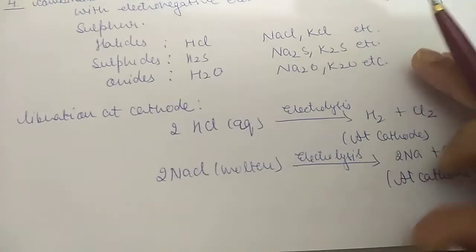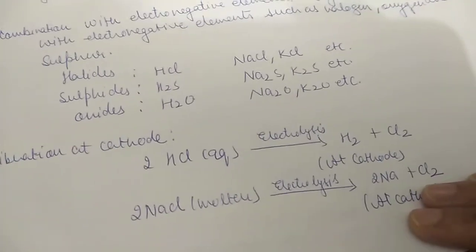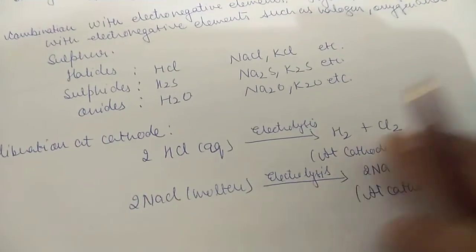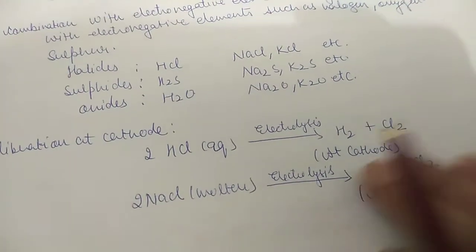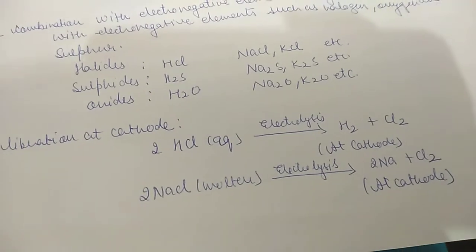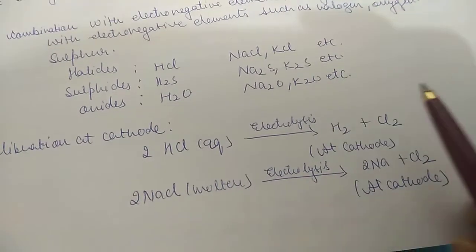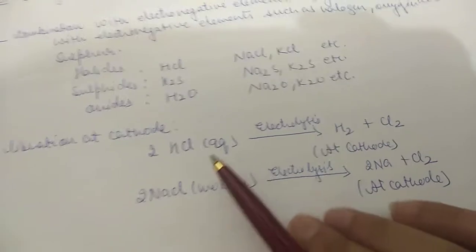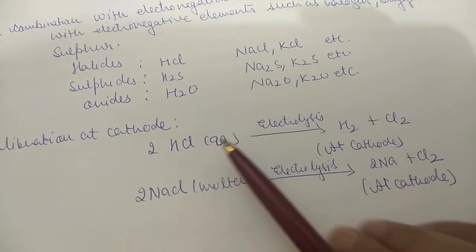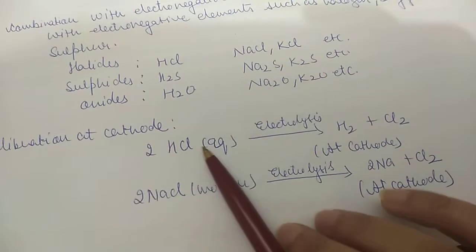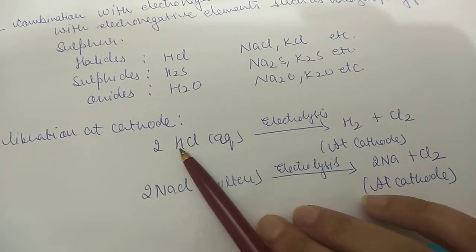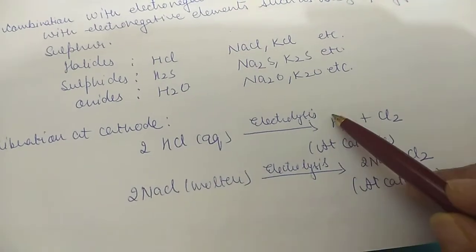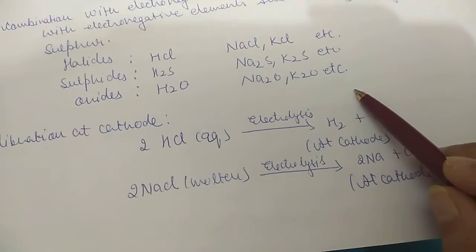Then another very important feature in which it resembles the alkali metals is liberation at the cathode. Whenever electrolysis takes place, anions move towards the anode and cations move towards the cathode. For example, if you are electrolyzing HCl, the positive ion H positive will move toward the cathode, and hydrogen is liberated at the cathode.